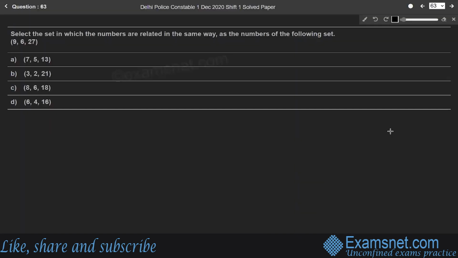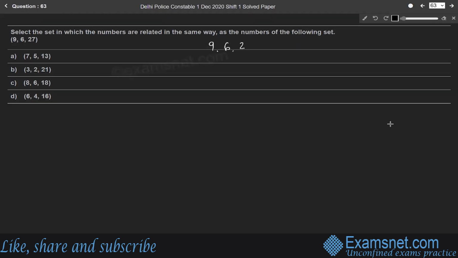Question 63. Select the set in which the numbers are related in the same way as the numbers of the following set. So the following set is 9, 6, 27. In this, the first number is 9, the second number is 6. When the second number is subtracted from the first number, we get 3. When this 3 is multiplied by 9, we get the third number. So in these options, we have to find the set where the numbers are related in the same way as the given set, right?